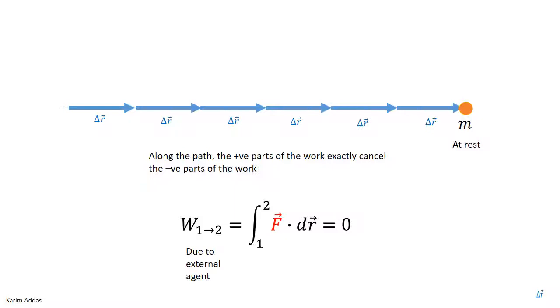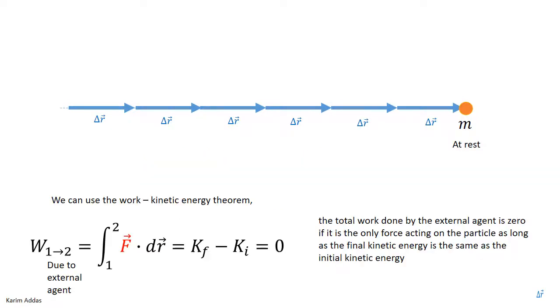How else could you see that the total work should be 0? You could see this by applying the work kinetic energy theorem. The work kinetic energy theorem says that the work due to all the forces, in this case the only force is the external force, the external agent, equals the change in kinetic energy. As long as the initial kinetic energy and the final kinetic energy are the same, that means the difference in kinetic energy is 0 and the total work done by the external agent is 0.